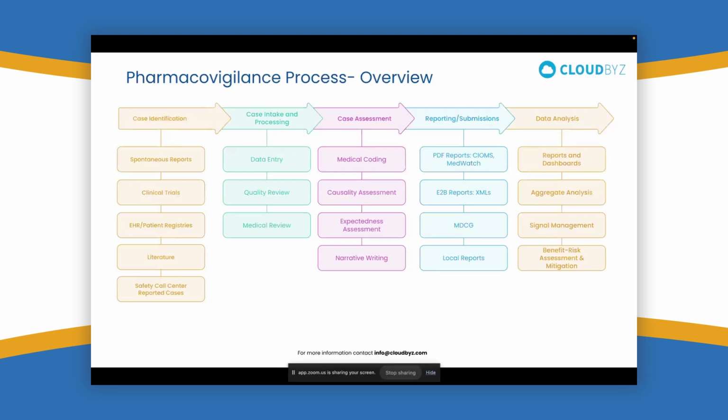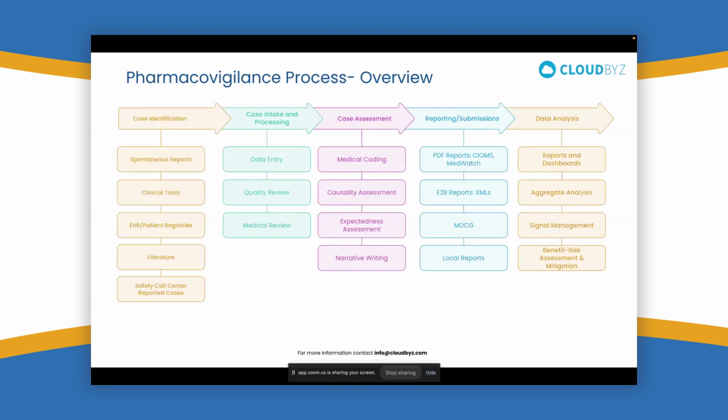Once the case assessment is complete, the cases get submitted in various kinds of reports through submissions. These reports could be in a variety of formats like PDF formats, XML formats, and Excel formats, and in terms of local reports, smaller regulatory agencies can have their own regulatory formats. In terms of PDF reports, CIOMS and MedWatch are classic examples. In terms of XMLs, it could be E2B R2 and R3 XMLs. In terms of medical devices, it is MDCG, which is prominently submitted to the regulators.